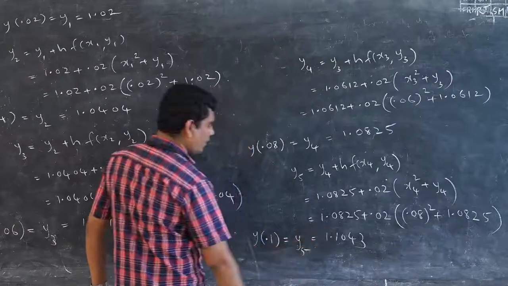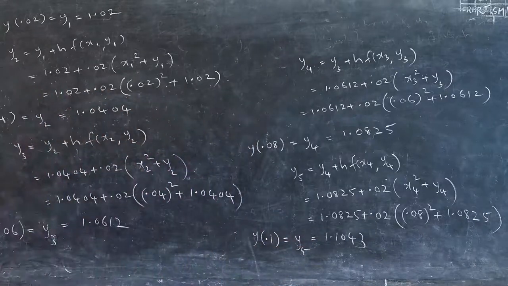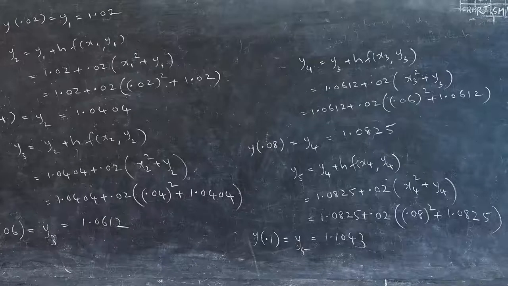So we have the value of the solution at x5 equal to 0.1, using Euler method, is 1.1043.